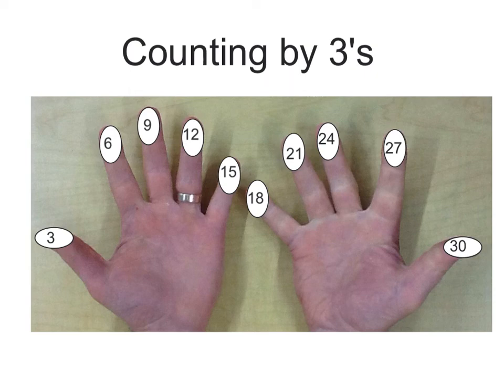Counting by threes. Ready? Here we go. 3, 6, 9, 12, 15, 18, 21, 24, 27, 30.